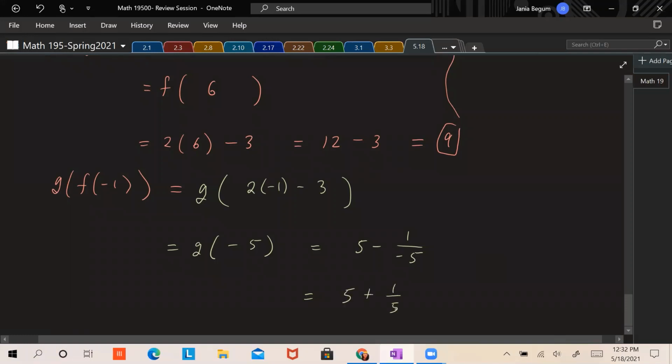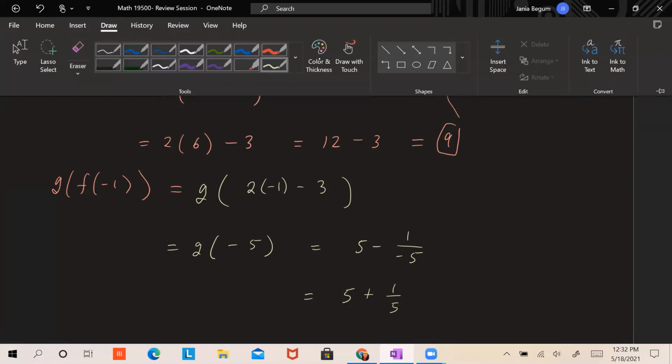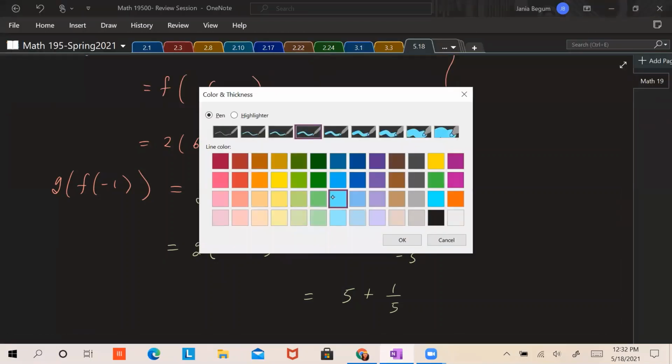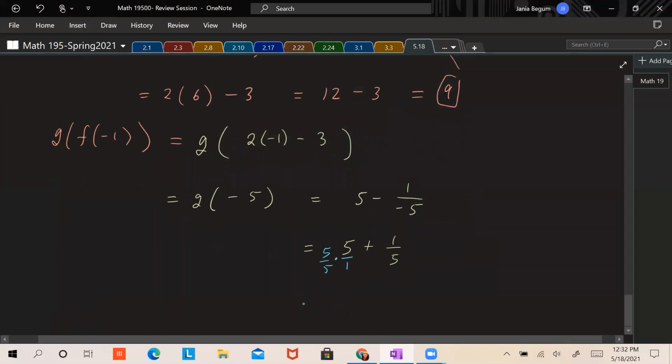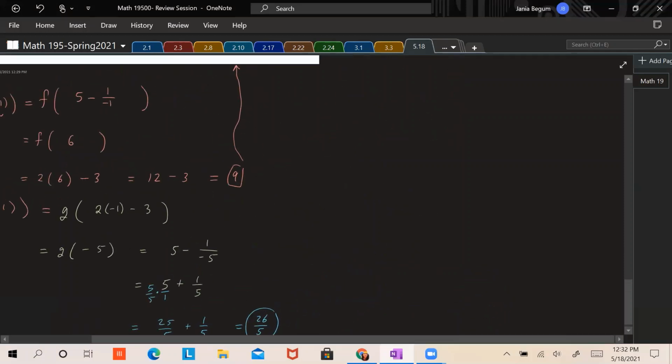Now, how do we add two fractions? You need the same denominator. So what will be the LCD? 5. So this one needs 5 over 5. So we have 25 over 5 plus 1 over 5. And now we can successfully add the top. So we have 26 over 5. So that's what we're going to replace in the second piece.